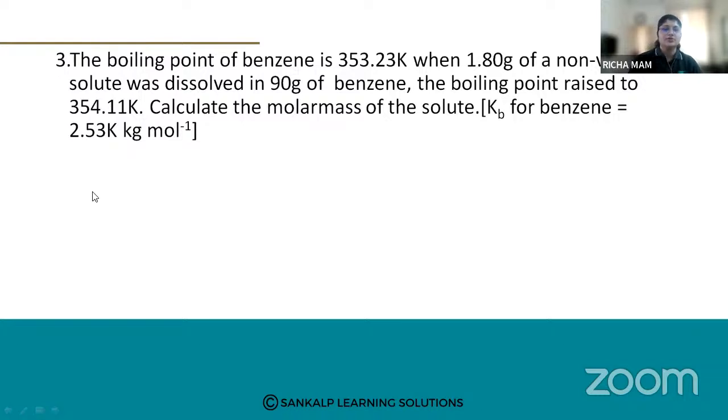So use this. You have to use this formula. The boiling point of benzene is given. So what all are the things which are given here? W2 is the mass of the solute, that is 1.80 grams. W1, the weight of the solvent, is 90 grams. What you have to calculate is the molar mass M2 of the solute.